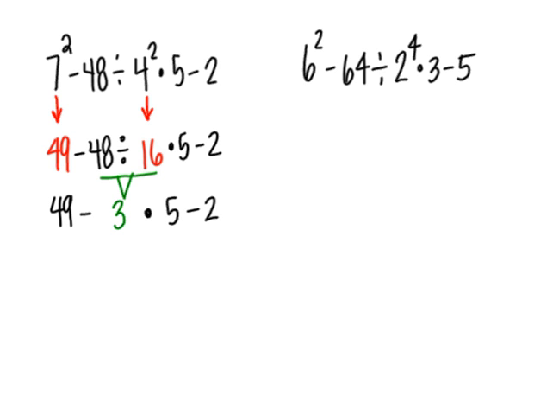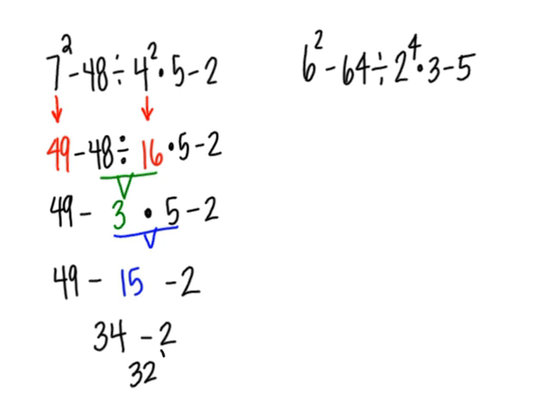What I have next is subtraction, multiplication, and subtraction. So multiplication comes next. I'd have 49 minus 3 times 5, which would give me 15, minus 2. Working that one across, 49 minus 15 would give me 34, and 34 minus 2 is 32. And that's my answer.